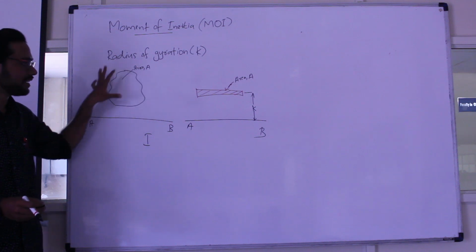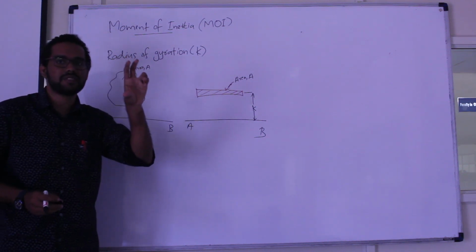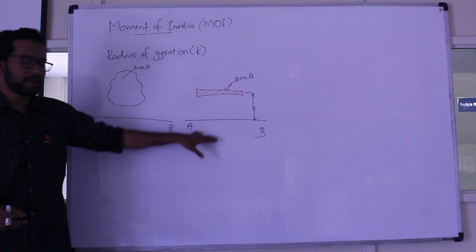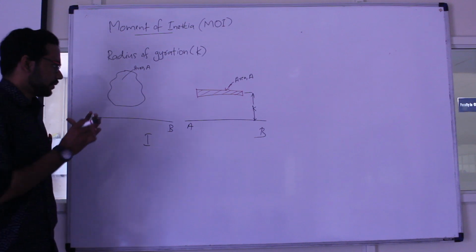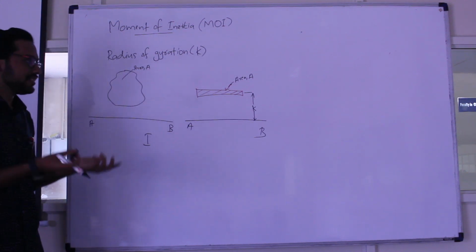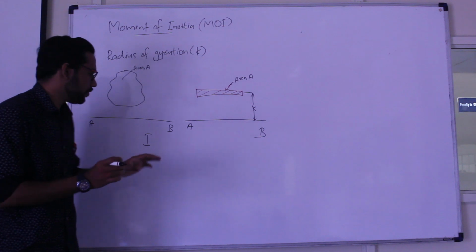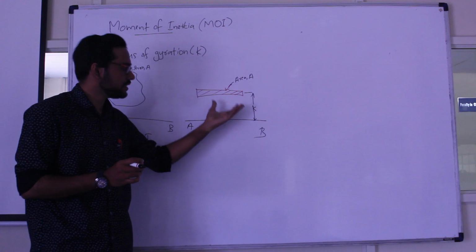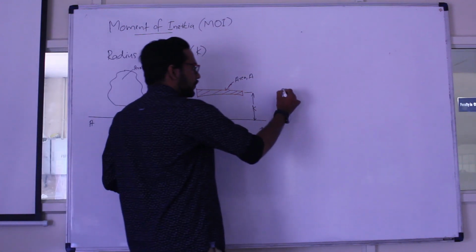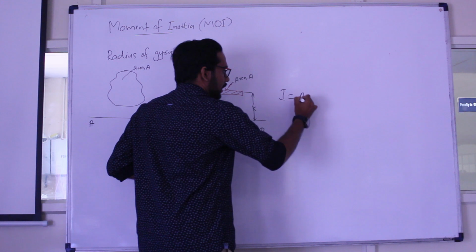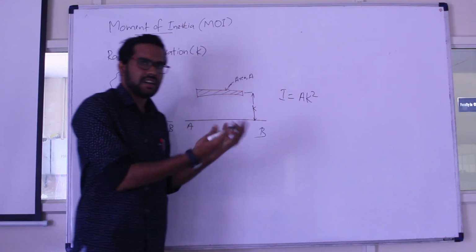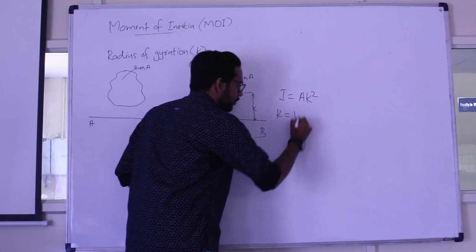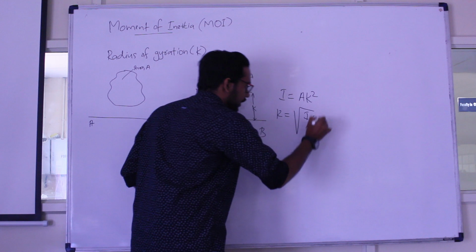In the first case it is an irregular shape; in this case it is compressed into a small strip and placed parallel to AB. We need to place the area in such a way that it gets the same moment of inertia I as in the first case. So we need to place this strip at a distance k from the reference axis. So I will be A into k square, like integral r square dA, I is equal to A into k square. So we can define k is equal to root of I by A.